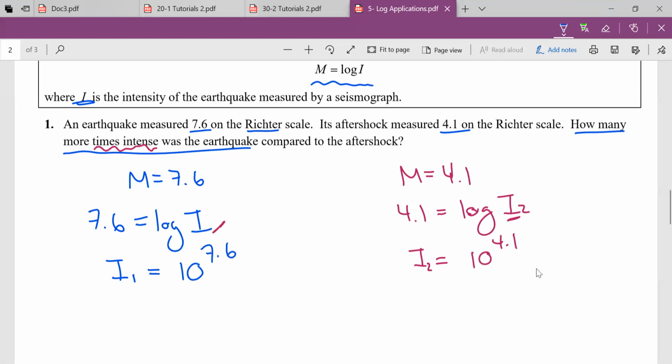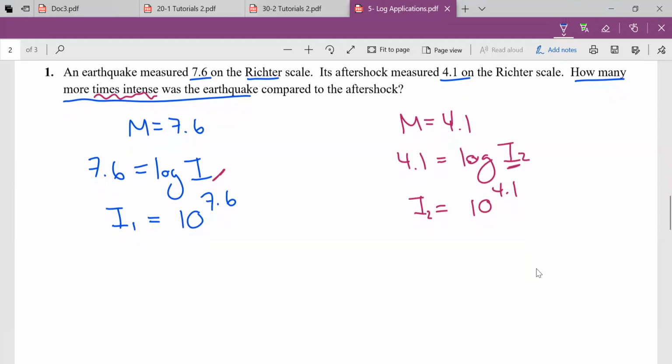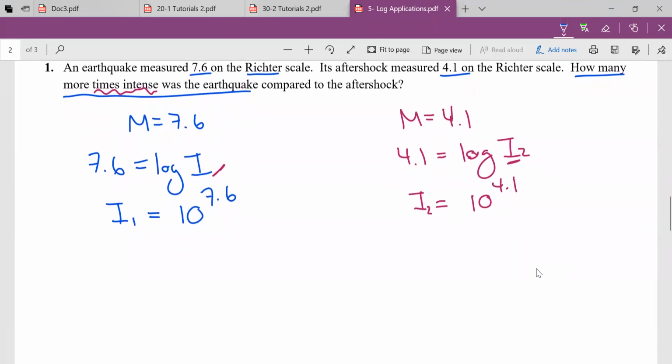Now, what am I going to do with these two things? It says I have to solve for intensity and I've got two intensities. It says how many times more intense. Before we work with these, let's just talk about this for a second. Let's say I have $2 and you have $10. How many times more money do you have than me? Well, you have 5 times more money than me because 10 divided by 2 is 5.